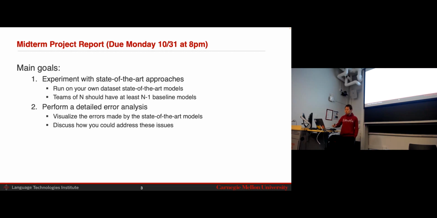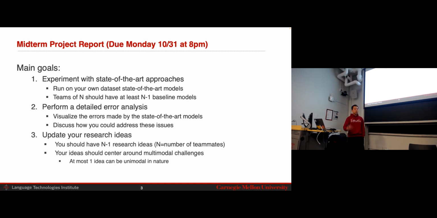So bulk of the report should be on discussing the errors of the model and discussing several proposed ideas towards fixing these errors, towards improving these models by fixing these errors. And again, based on that, you should be discussing your research ideas, right? Different research ideas to improve the errors that you found in the model. Again, N students should have N-1 research ideas. And ideally, all of these ideas should be around one of the multimodal challenges we discussed in class, whether it's representation, alignment, generation, and so on. And it's okay if at most one idea can be unimodal in nature, but most of them should be multimodal ideas.